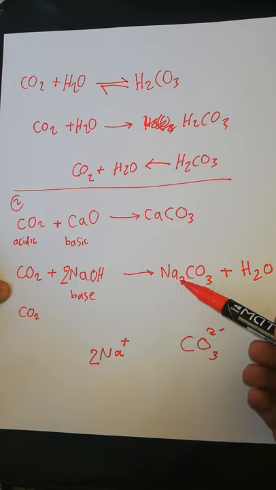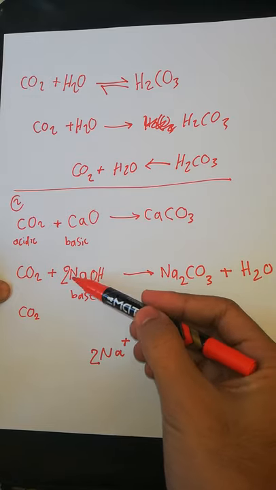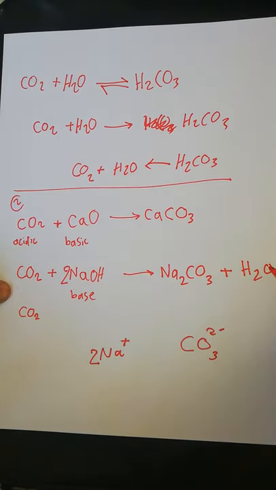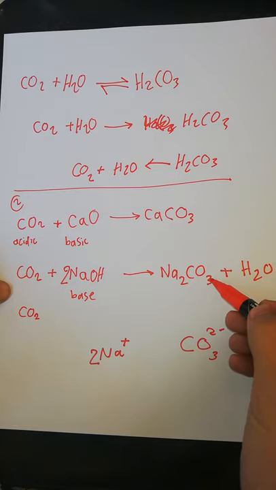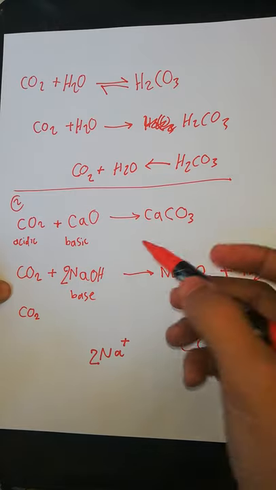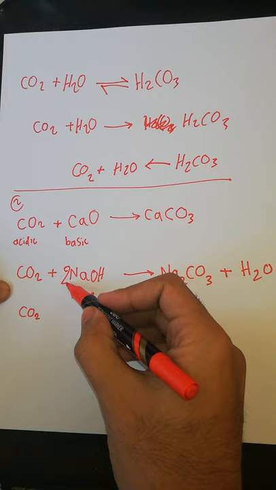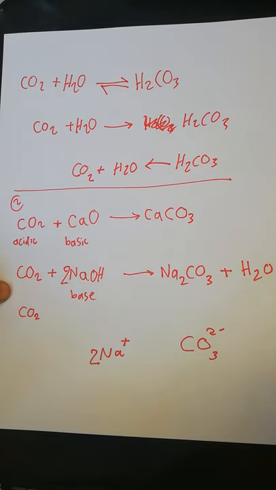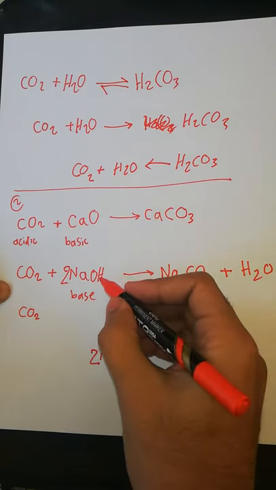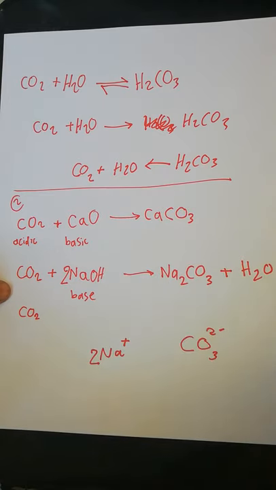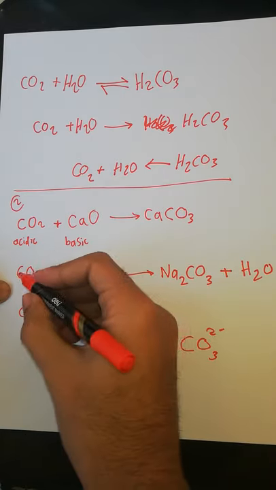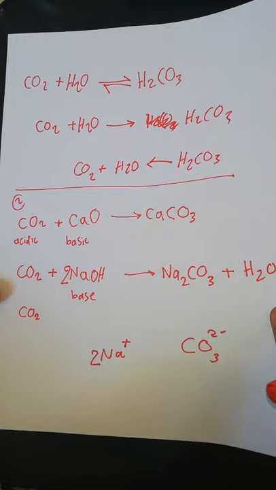Let's balance this equation. How many sodium here? 2. How many sodium here? 2. Balanced. How many oxygen here? 1. How many oxygen here? 3. 3 plus 1, 4. How many oxygen here? 1. Multiplying by 2, 2 oxygen here and 2 oxygen here, 4. How many hydrogen here? 2. How many hydrogen here? 1. Multiplying by 2, 2. How many carbon here? 1. And how many carbon here? 1. So this equation is balanced.